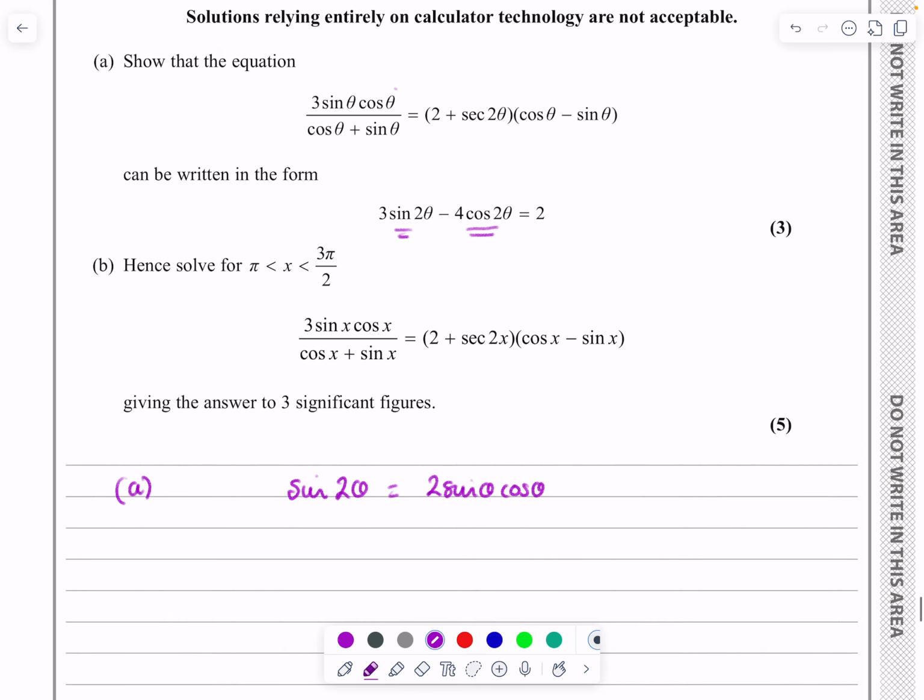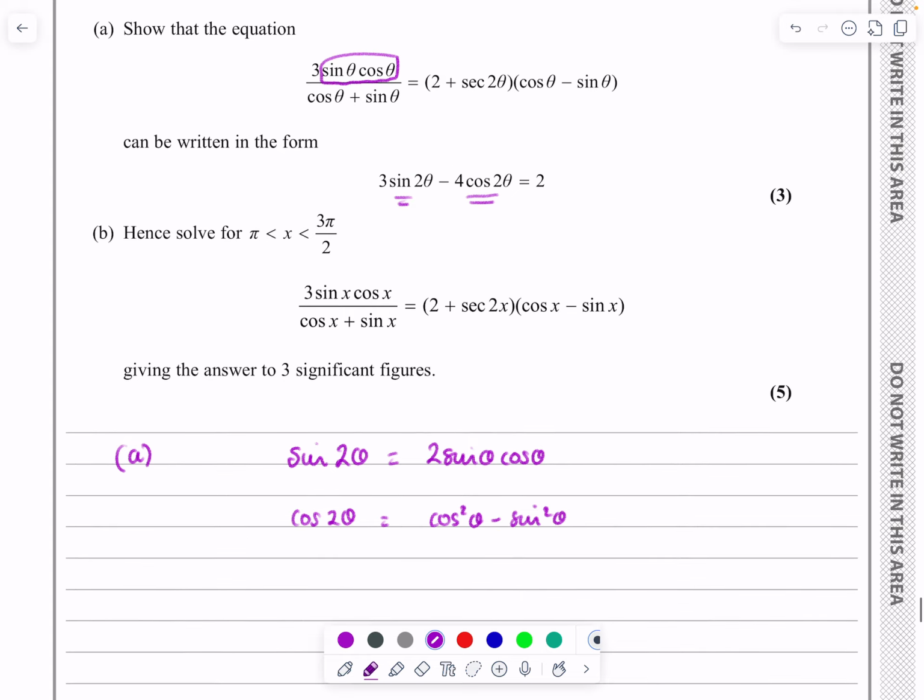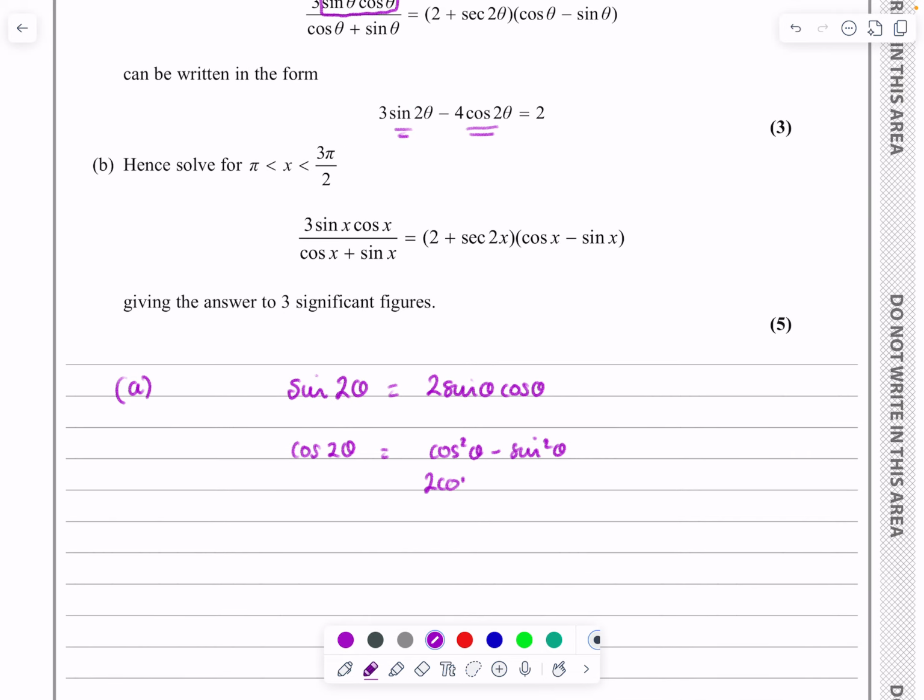Well, look over here, and we've got sine theta cos theta. I can make an adaptation for the constant there, so that's where my sine 2 theta is going to come from. And what about cos 2 theta? Well, cos 2 theta is cos squared theta minus sine squared theta. It is also 2 cos squared minus 1 and 1 minus 2 sine squared, but I don't need either of those two this time.